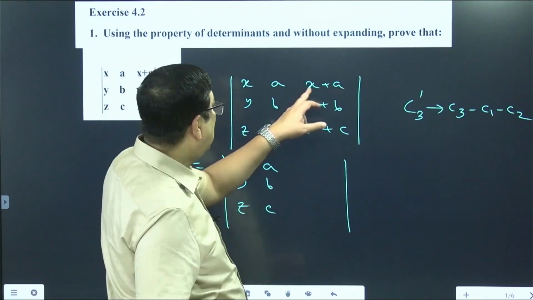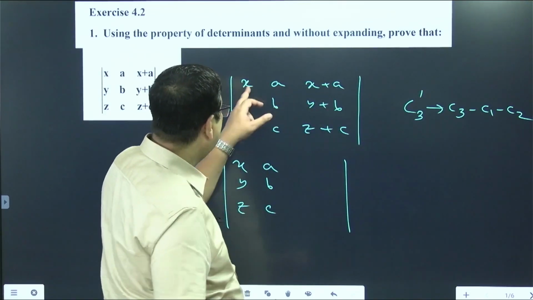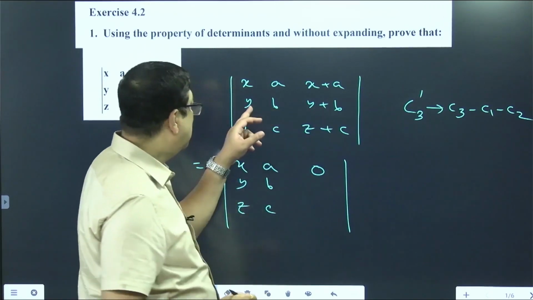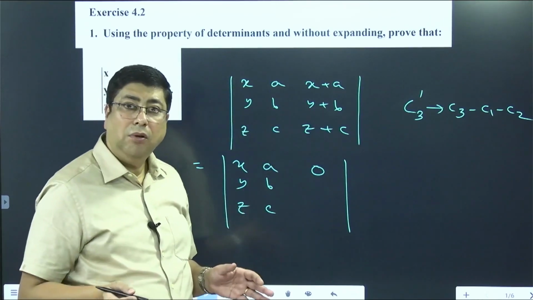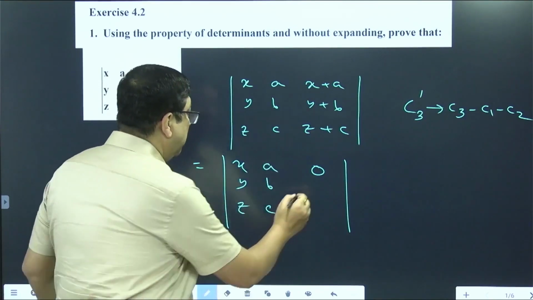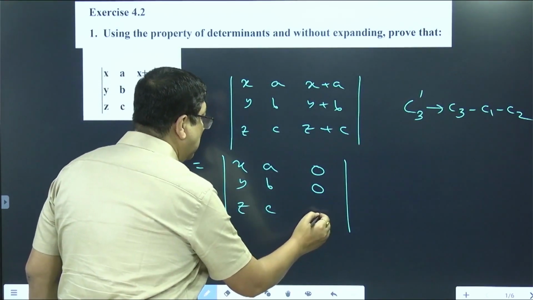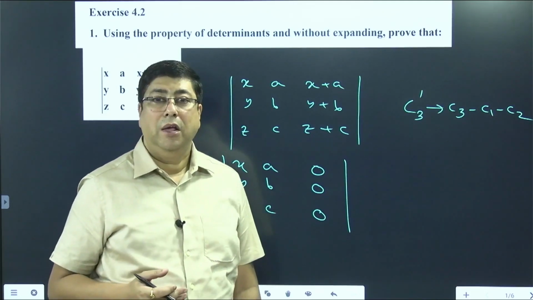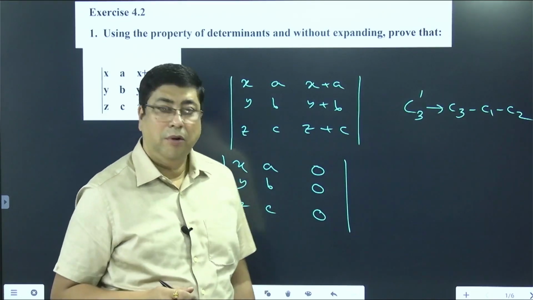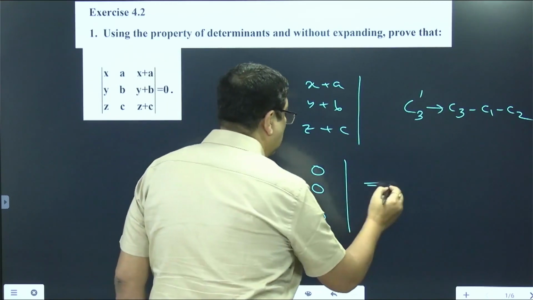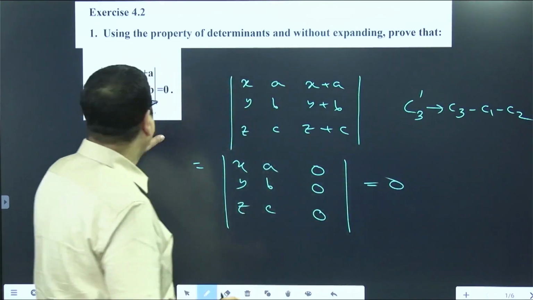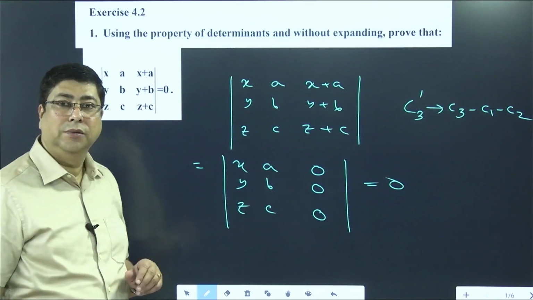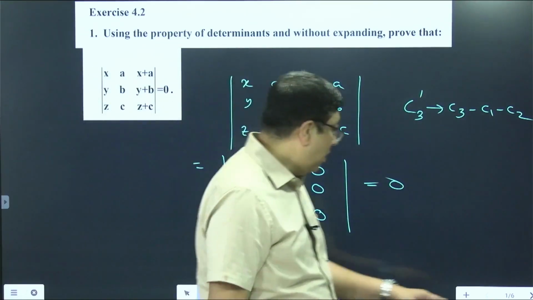Now on C3, x plus a minus x, this is 0. Similarly y plus b minus y, that is also 0, and z plus c minus z is 0. So we know that if any one row or column is 0, then the full determinant comes out to be 0. So the answer is 0, and it is proved. We had to prove the answer to be 0 and we have proved this. So everybody, let's go to the next sum.